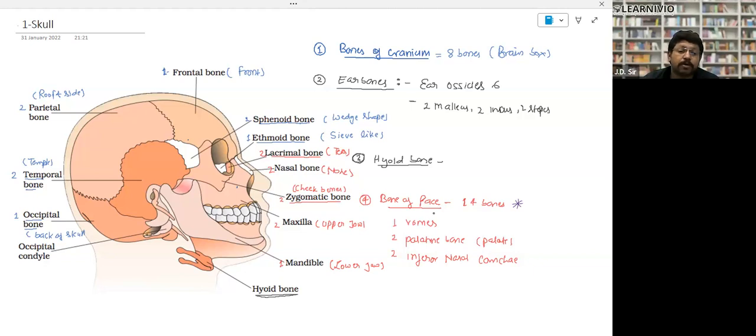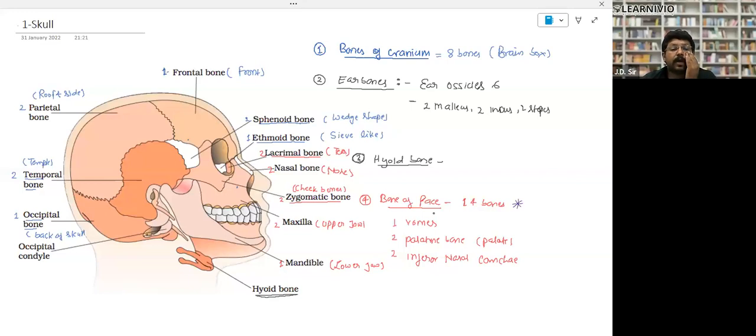So what are the lacrimal bones? Basically, the tear glands are found here and here, right? Tear glands are called lacrimal glands. The bones below the lacrimal glands are called lacrimal bones. Then there is the nasal bone. There are two nasal bones, found below the cartilage, this flexible part. Below this flexible part, there are two bones called nasal bones. Nasal means nose bone. Lacrimal means tear, right?